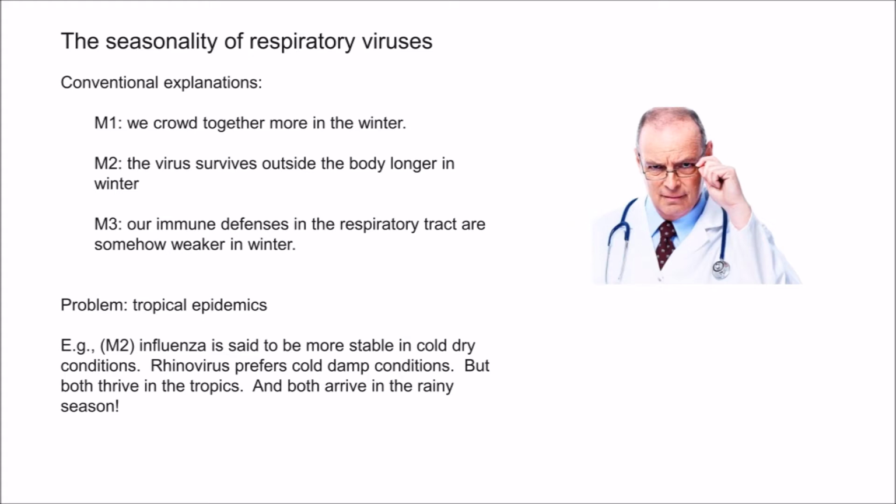Whereas in temperate areas, most of the viruses seem to virtually disappear in the summer, whereas they're very prevalent in the winter. So, for example, if you look at M2, it's often said that influenza is more stable in cold, dry conditions, but rhinovirus prefers cold, damp conditions. And the difficulty is that both of them thrive in the tropics year-round, and very interestingly, both of them arrive in the rainy season in places in the tropics that have a rainy season. So this is the exact opposite of what this explanation predicts for influenza. It shouldn't survive in hot places, and it certainly shouldn't survive in hot, wet places.